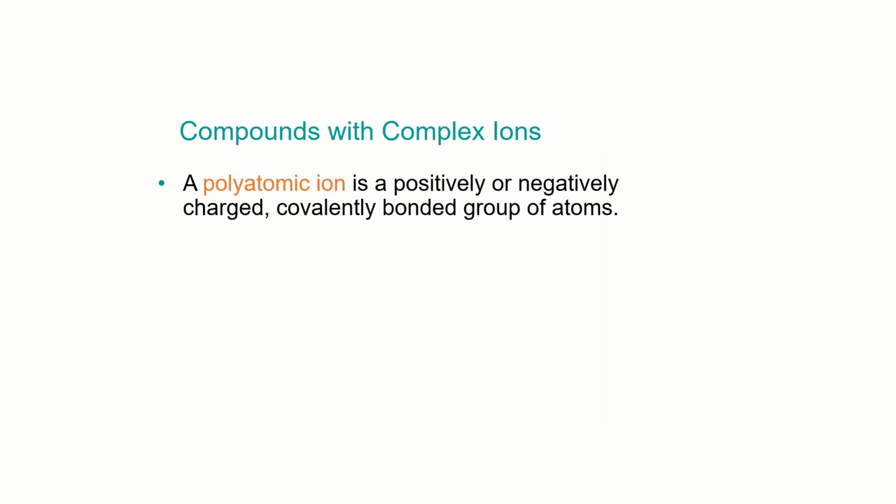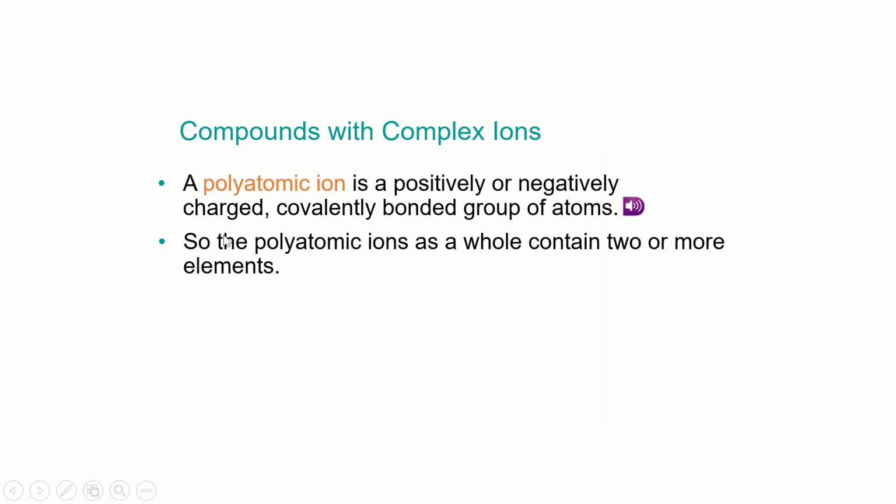Okay, now I want you to know that there is something called polyatomic ions. The word poly means many, right? So polyatomic means many atoms that are combined together to make an ion. So let's see the definition. It says that a polyatomic ion is a positively or negatively charged, covalently bonded group of atoms.